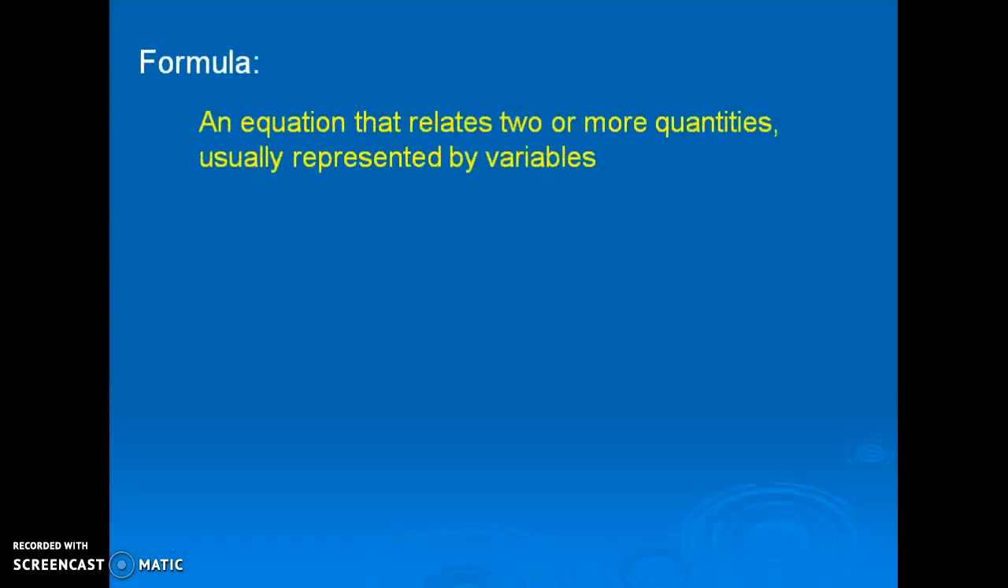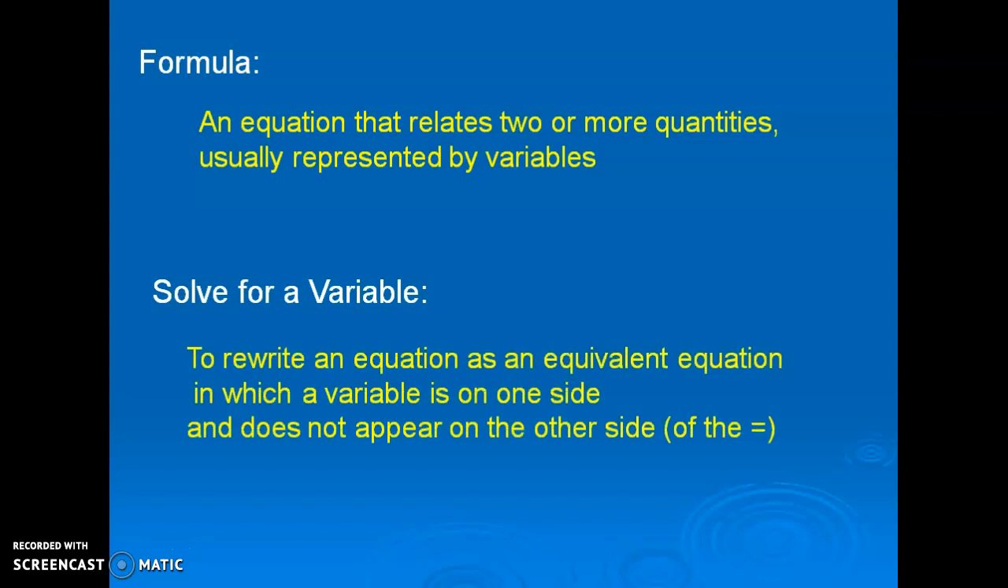So first of all, let's define what a formula is. A formula is an equation that relates two or more quantities, usually represented by variables. Some common formulas would be area equals length times width, or the Fahrenheit to Celsius conversion. What we're going to be doing is solving for a variable. This just means to rewrite an equation as an equivalent equation in which one of the variables is on one side of the equation and that same variable does not appear on the other side of the equal sign.